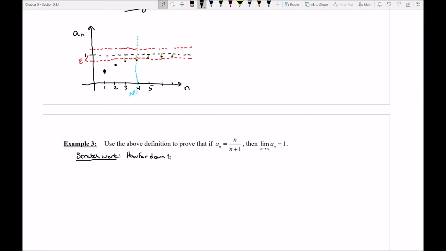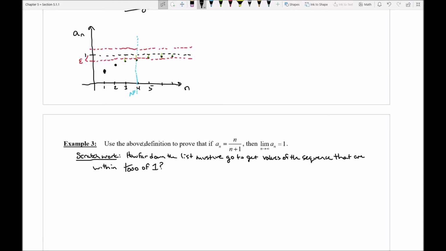How far down the list must we go to get, let's see, values of the sequence that are within 1/1000th of 1? Notice that when I talk about these values of the sequence being within 1/1000th of 1, I am talking about the green gap, right? I'm talking about that green gap being less than 1/1000th.